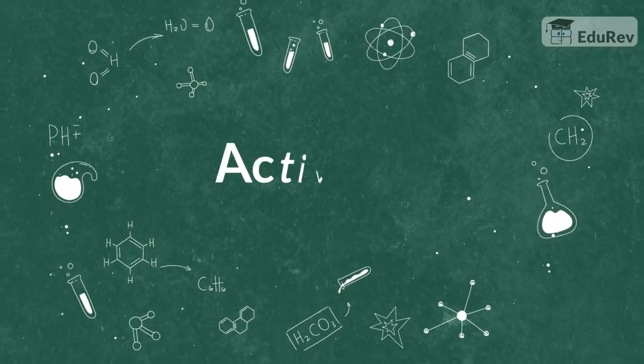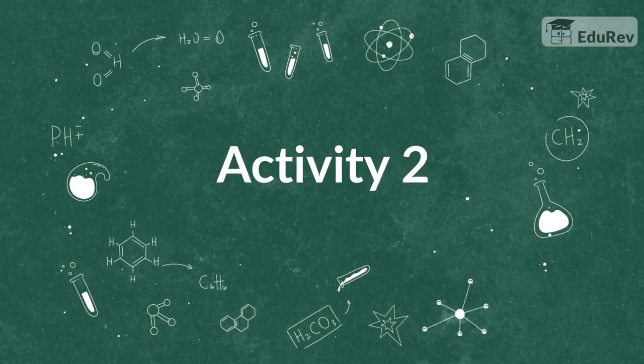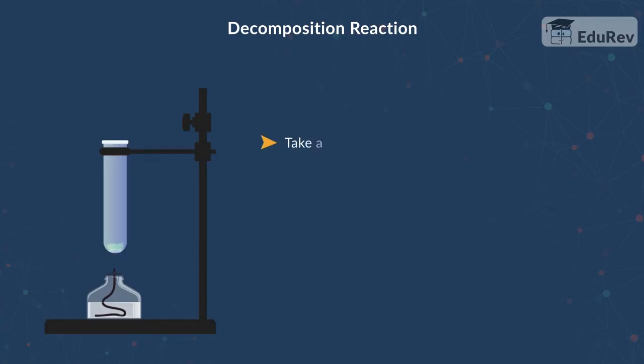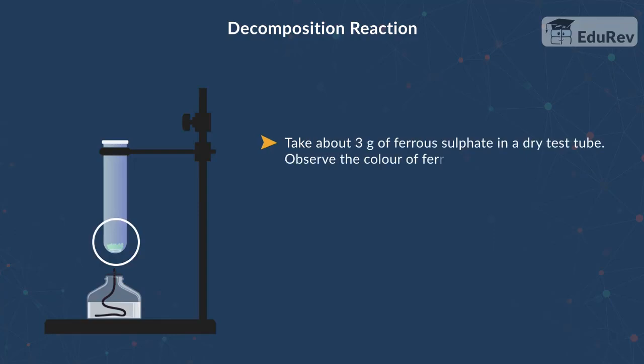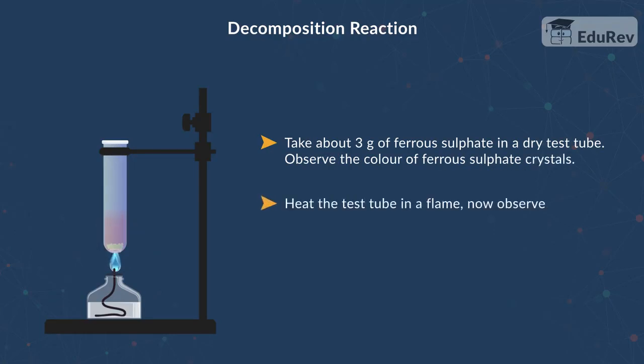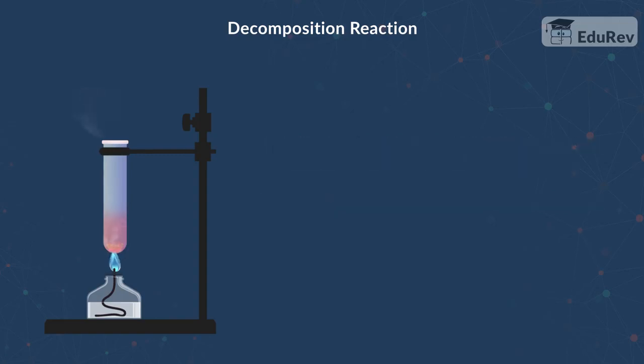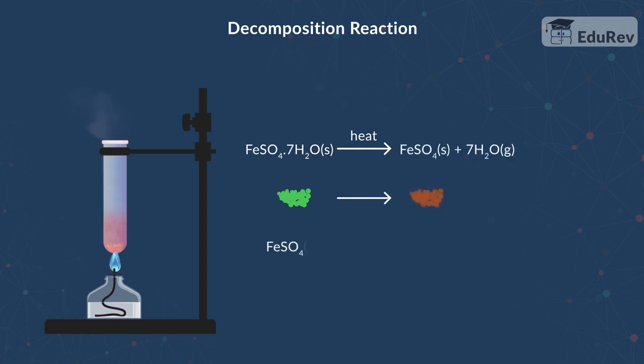Come, let us go back to our lab and perform some activities. Take about 3 grams of ferrous sulfate crystals in a dry test tube. Observe the color of ferrous sulfate crystals. Heat the test tube in a flame. Now, observe the color of crystals after heating. We will notice that ferrous sulfate, which is crystalline in nature, FeSO4.7H2O, when heated, loses water and decomposes to form ferric oxide in solid form and evolves some gases.